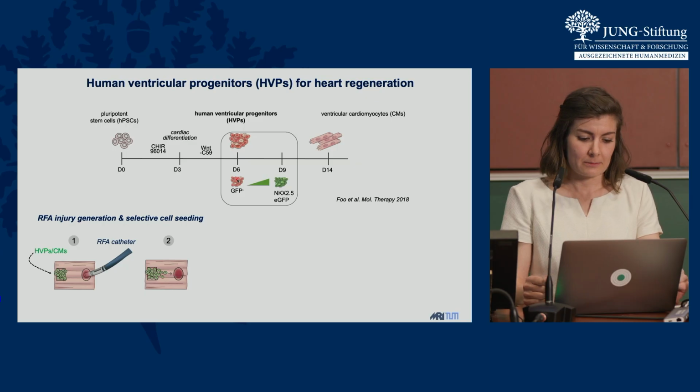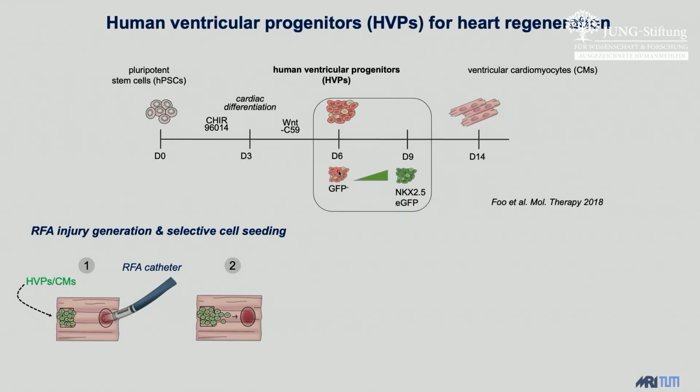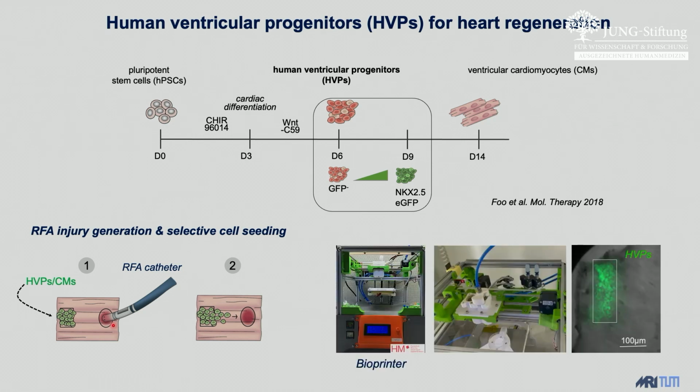And the experimental design was that we wanted to place the cells on one side of the tissue and compare our progenitor cells with cardiomyocytes. On the opposite side of the tissue, we generated this RFA catheter-induced cardiac injury. And then we just wanted to follow the cells and how they behave. Just briefly, we again achieved the selective cell placement by using our bioprinting approach.